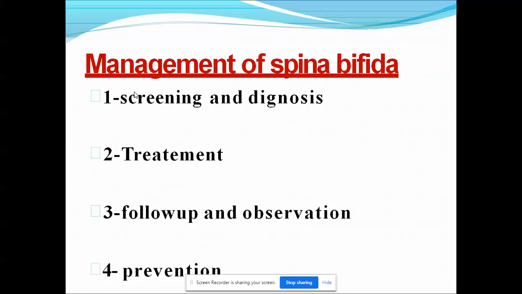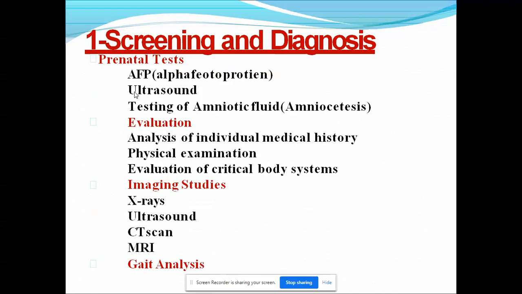So what do we have to do to manage spina bifida? Screening and diagnosis should be done, then treatment, follow-up and observation, and prevention. For screening and diagnosis, we have to do prenatal tests, like ultrasound and testing of the amniotic fluid, prenatally.